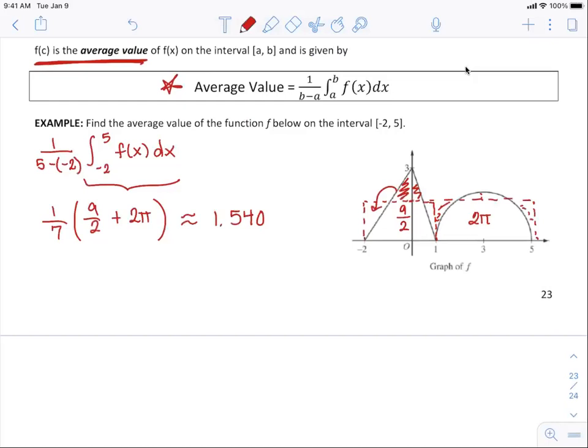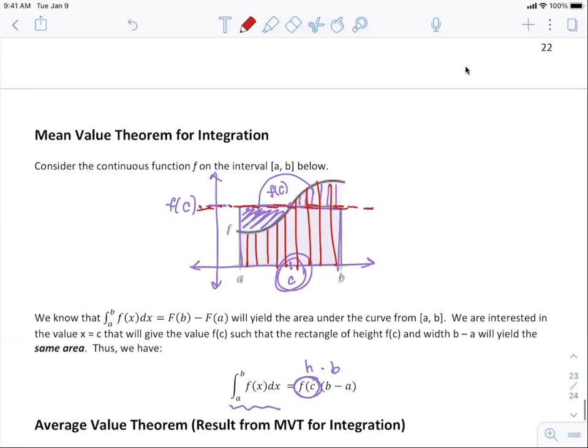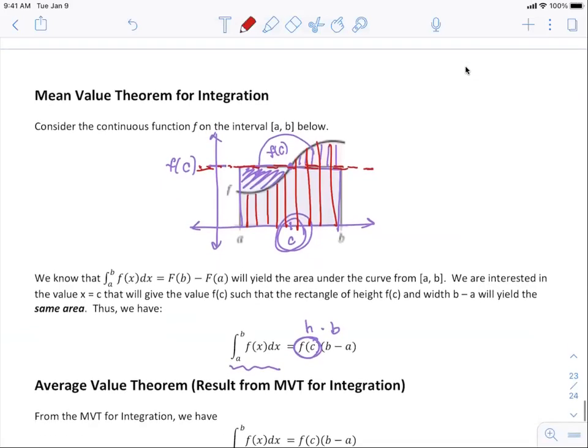So what we're saying is, all those different heights of the function, all those different f of x values from -2 to 5 are going to average out to about 1.54. And so that is what the mean value theorem says. That's what the average value theorem helps us to find. And we'll see a lot more applications of this in our next unit.